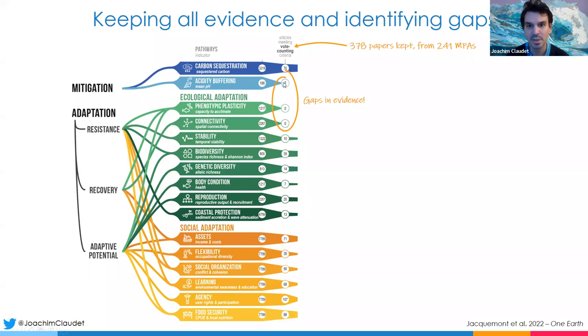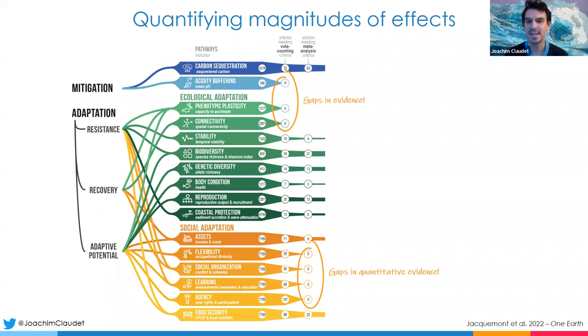For example, we couldn't keep any papers that looked at the effect of MPAs on acidity buffering, phenotypic plasticity, or connectivity. So we couldn't find any evidence on that, even only qualitative. And then from those papers, we did the meta-analysis, keeping a subset of papers, those from which we could extract quantitative information and enough to compare different papers within a given pathway to properly do a meta-analysis.